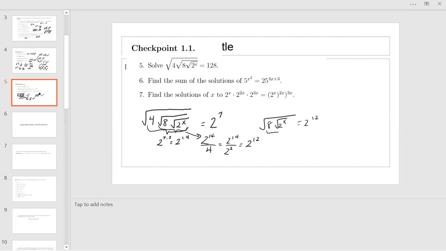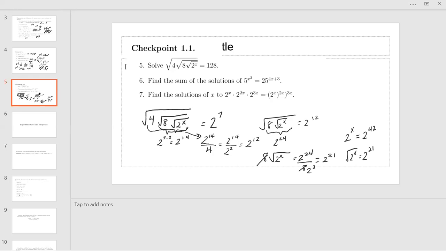Now, this part inside the square root should be 2 to the 24 because 12 times 2 is 24. So we have 8 times the square root of 2 to the x is equal to 2 to the 24. So we can divide both sides by 8. And this is equal to, this is 2 cubed. So we have that the square root of 2 to the x is equal to 2 to the 21. And we can square both sides to get 2 to the x is equal to 2 to the 42, because 21 times 2 is 42. Hence, we have that x is equal to 42.